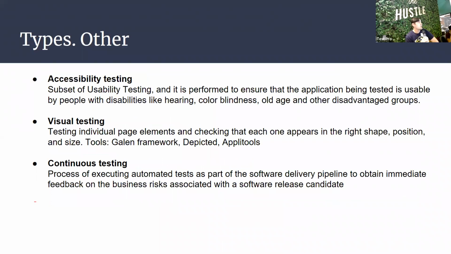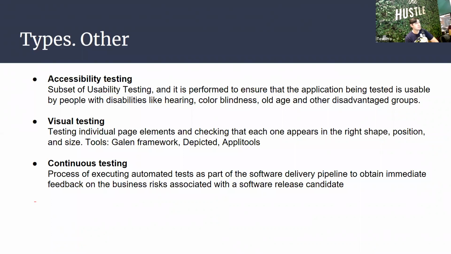Accessibility testing can actually be automated as well, which is pretty big. Almost 15% of customers of any application have some accessibility needs. And visual testing is another one. It's usually about the UI itself, so all the elements should appear in the right shape, position, size, with no overlap and stuff like that. Again, it can be done by manual folks, but it can be automated also.